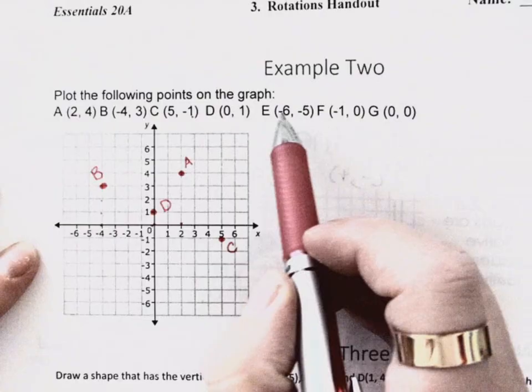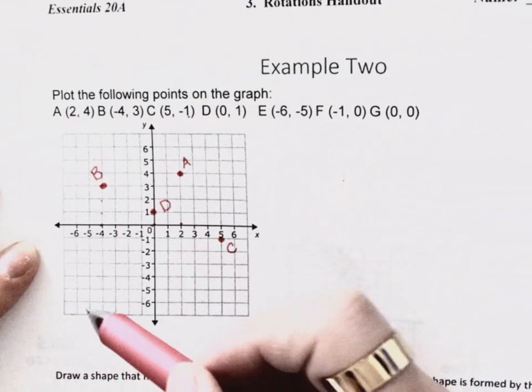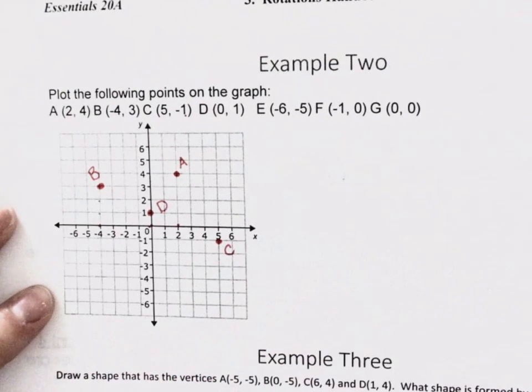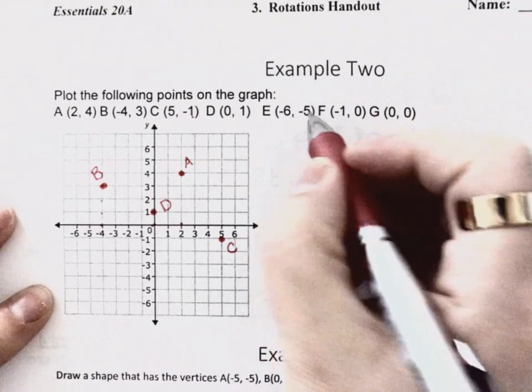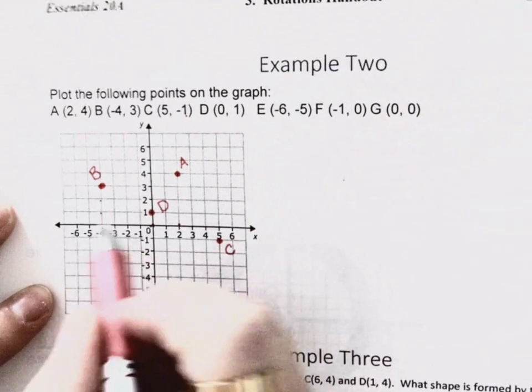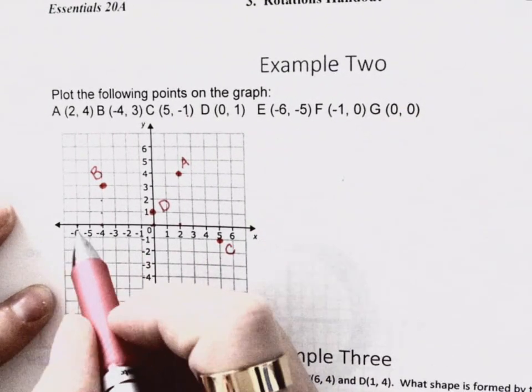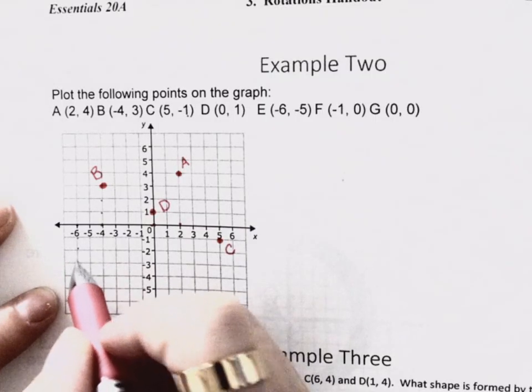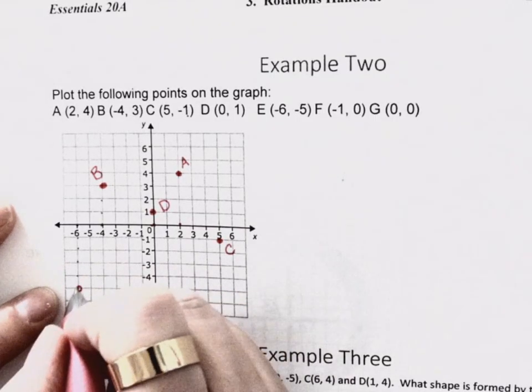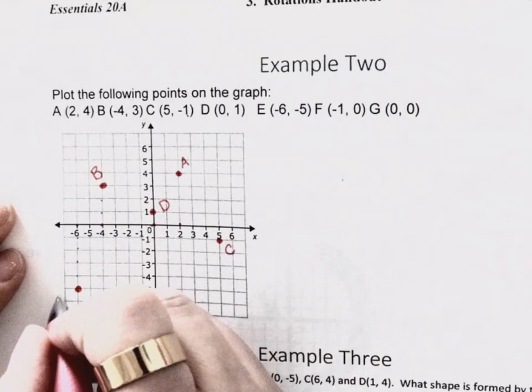-6, -5. I know if they're both negative, that means I live in quadrant 3. So those sort of things. All right, so E is -6, so I start at the origin. I go over to the -6, and I go down 1, 2, 3, 4, 5, and that's where I draw my point for E.